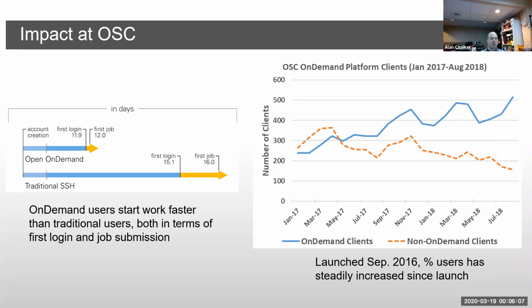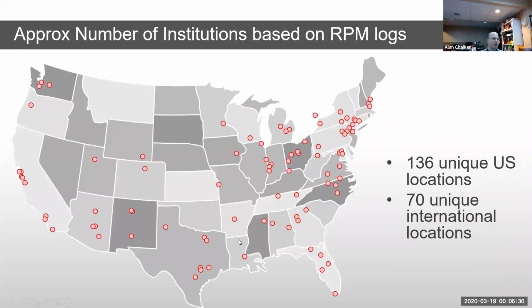On the right-hand side, you're seeing some stats for our OnDemand platform that we launched in the fall of 2016, and kind of the year and a half after that. You can see that the vast majority of our clients at OSC now access us purely via OnDemand as opposed to traditional SSH. And that's something that we've seen at other centers as well. That's not unique to OSC.